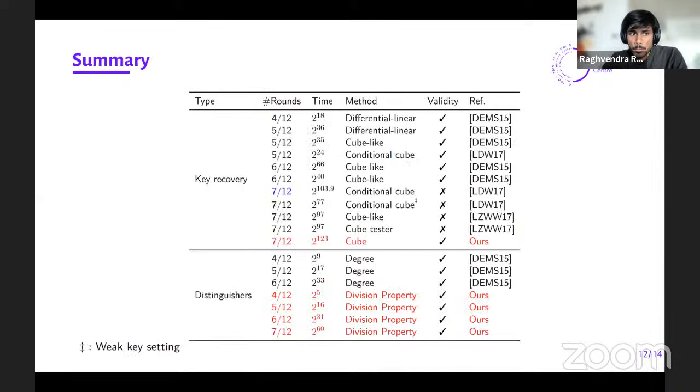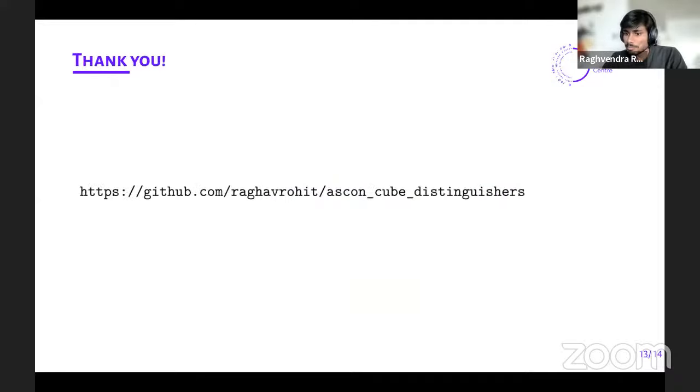Yeah, so to conclude, in this work, we have given the first key recovery attack on 7 rounds without violating the security requirements. We improved the distinguishers for 4, 5, and 6 rounds. And we present the first 7-round distinguishers for ASCON in the AEAD setting. Yeah, thank you.